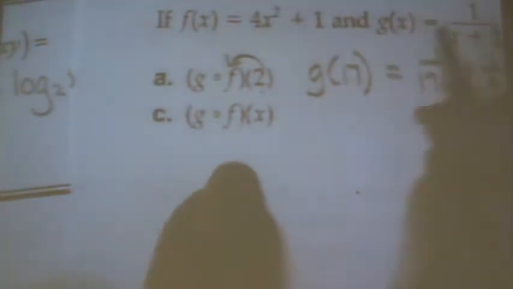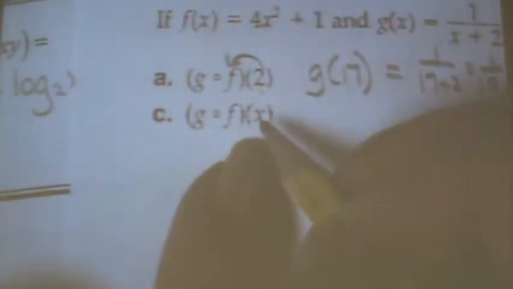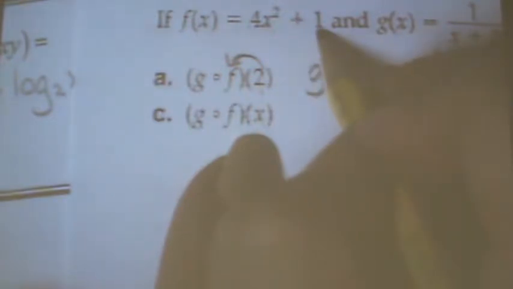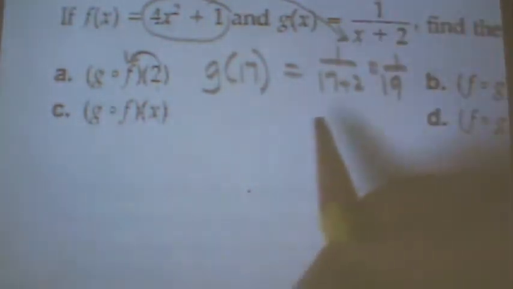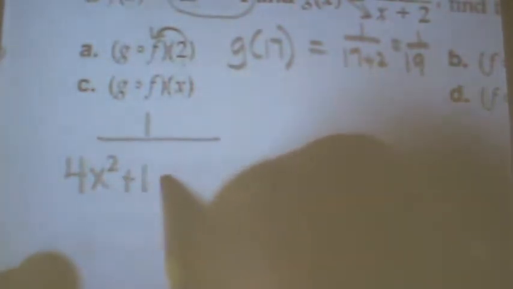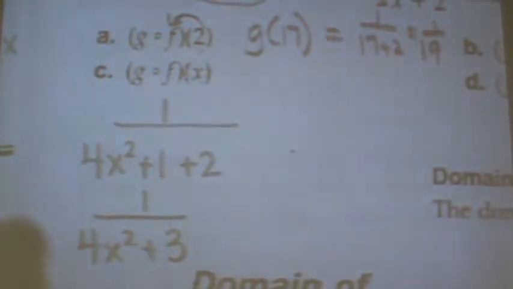Well, what if we said X? If you were to plug X into the F function, what do you get? You get 4x squared plus 1. So now this is gonna be your output, and you're gonna plug that into the G function. So all this is gonna go right there. So you have 1 over 4x squared plus 1 plus 2. Is there anything you could do to this problem? Like terms. You can add 1 and 2, you get 3. Questions?